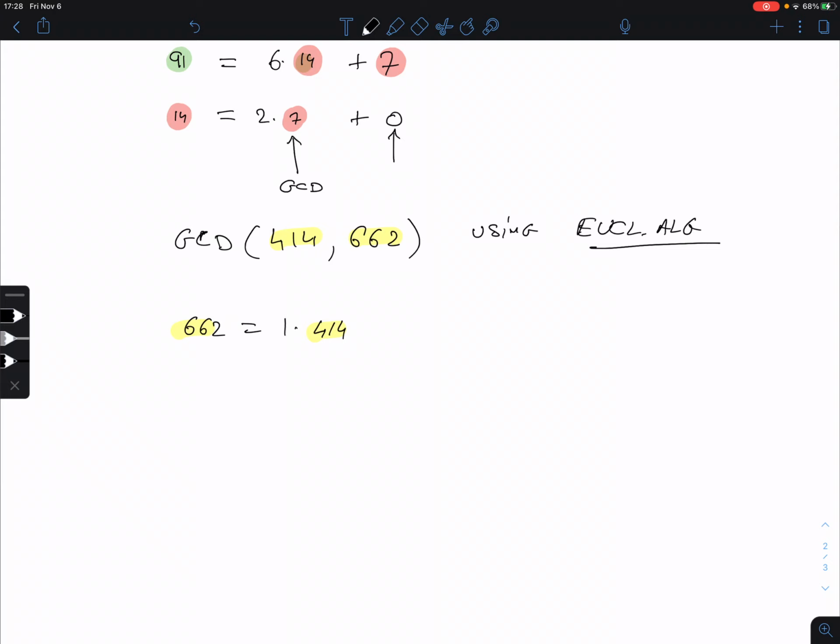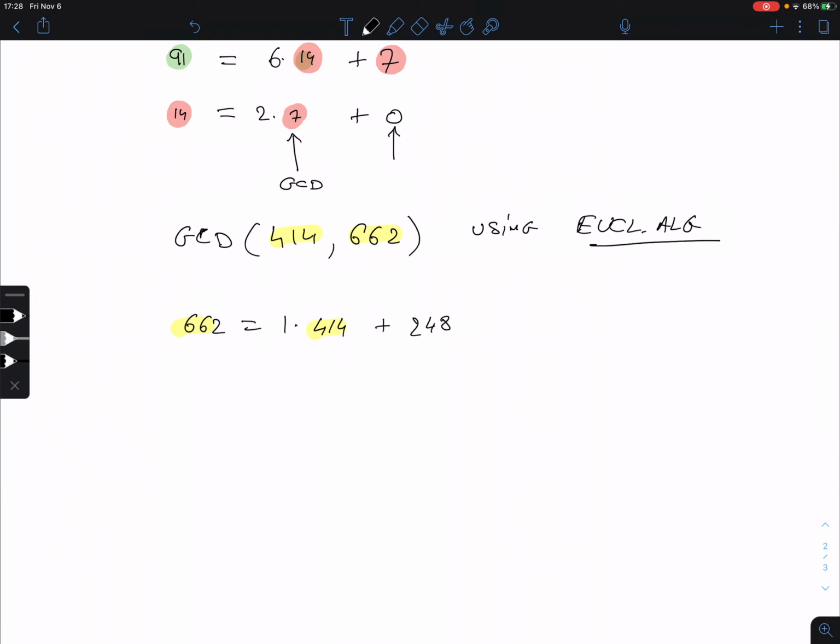That goes there only once, right? And then what's the remainder? Well, it's the difference, and that seems to be 248. So that's the first step. Now these two numbers, let's make them green, will be the new numbers that I'm going to use to do the division algorithm. So 414, of course, is the biggest. Why? Because the remainder is smaller than the divisor, right? So 248. Remember, I'm not using the quotient.